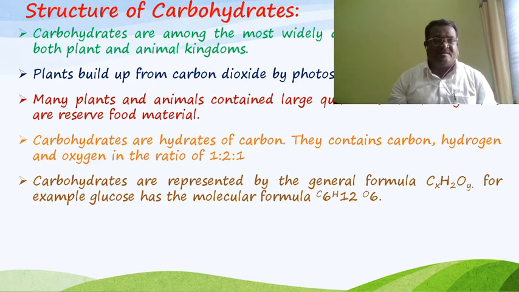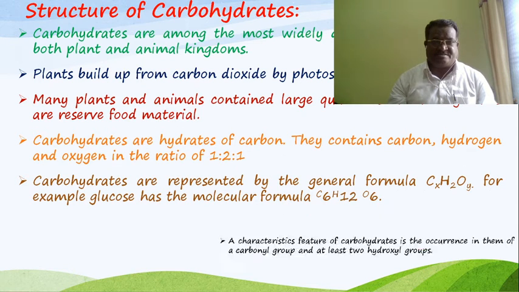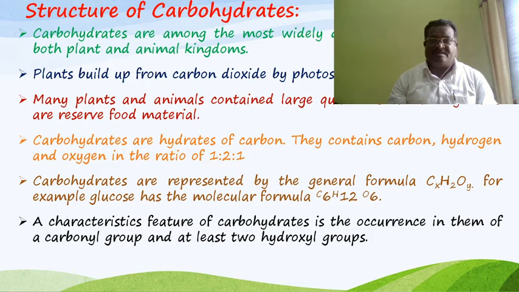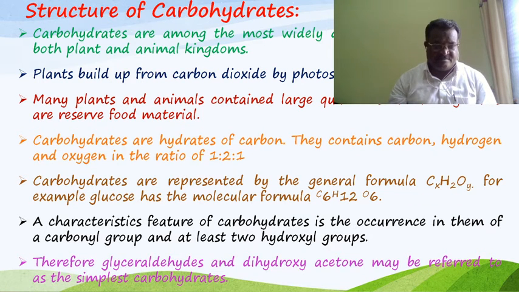For example, glucose is one example of a carbohydrate. Glucose has the molecular formula C6H12O6. Means 6 carbon atoms and 6 oxygen atoms, and double that, 12 hydrogen atoms, that is C6H12O6. A characteristic feature of carbohydrates is the occurrence in them of a carbonyl group and at least 2 hydroxyl groups. Therefore, glyceraldehyde and dihydroxyacetone may be referred to as the simplest carbohydrates.